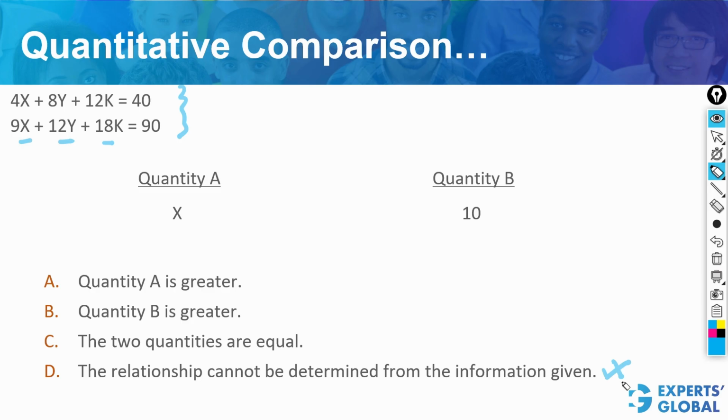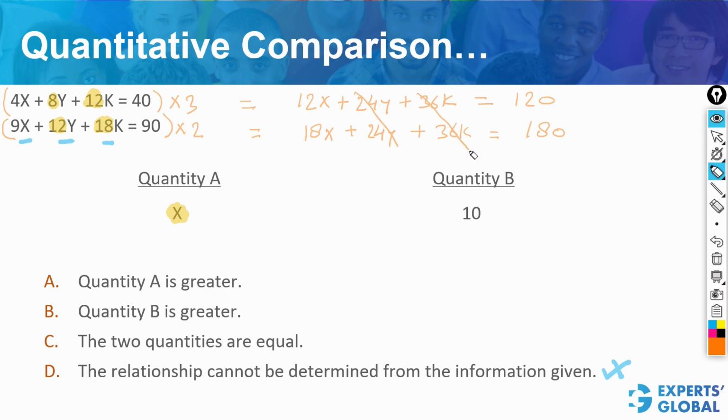The question seeks the value of x, and if you see closely, coefficients of y and k are in the same ratio in the two equations. Therefore, both y and k can be cancelled simultaneously. So, if we multiply the first equation by 3 and the second equation by 2, you will find that both y and k can be eliminated simultaneously by subtracting the two equations. The value of x turns out to be 10. Therefore, the two quantities are equal and C is the correct answer choice.